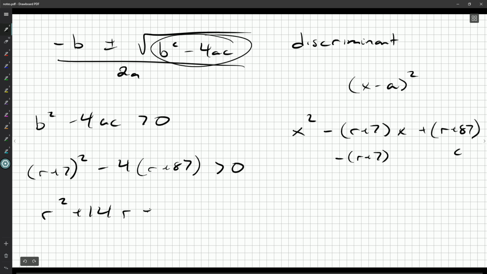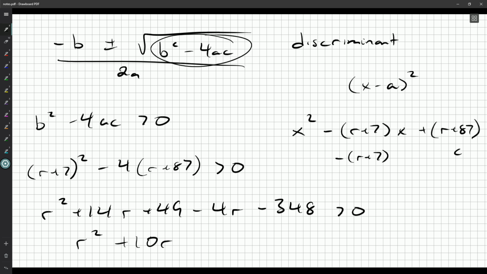14r plus 47 minus 4r minus 348, I think. It's 4 times 87, 348. Good for me with my mental math. But we can clean this up. r squared plus 10r, and then 49 minus 348 is negative 299.